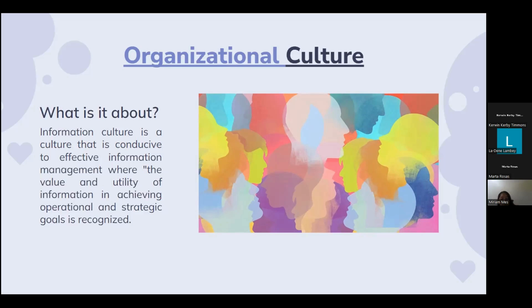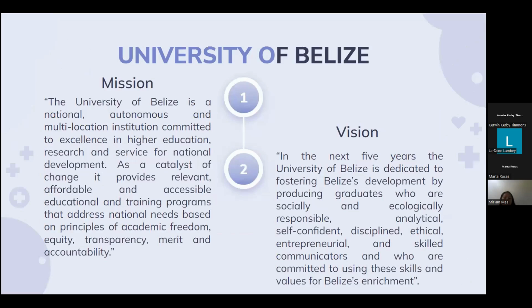For example, our course outlines are standardized. Nevertheless, the professors at the University of Belize are extremely competent. As a consequence of that, because human resources are complementary assets, information systems may be simply adopted. So here we have the mission and vision statement at the University of Belize.